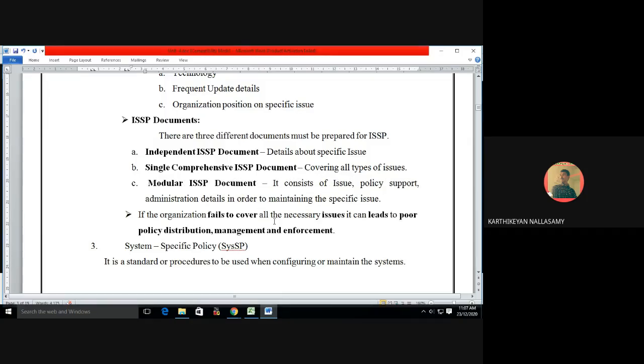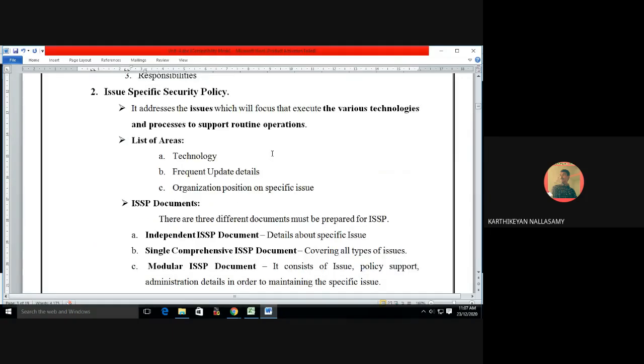And also, if the organization fails to cover these issues, it leads to poor distribution of the policy, management and enforcement. So automatically loopholes will be created in the implementation of security. Let me recall once again: the issue-specific security policy mainly focuses on a particular area.